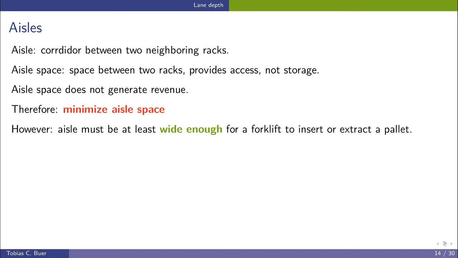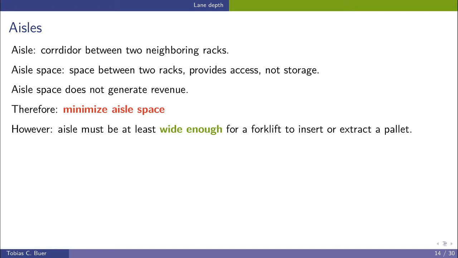An aisle is the corridor between two neighboring racks. This is the corridor where our forklift operates and where we can access the different racks or pallets. The aisle space is typically the space between the racks that we need to access a pallet in the rack. We cannot use the aisle space for storage, and therefore the aisle space does not create revenue. We cannot rent out the aisle space.